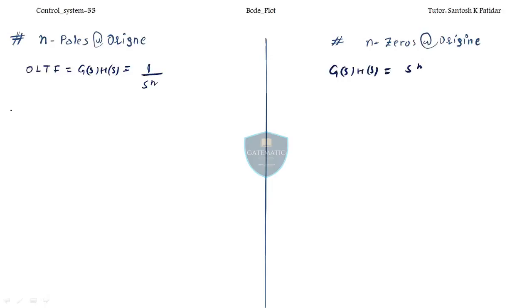Okay, the next point in the procedure is we have to convert this into the pure frequency form, that is, put s equal to j omega.